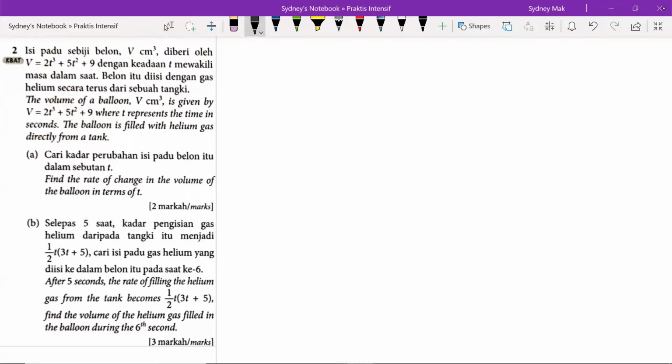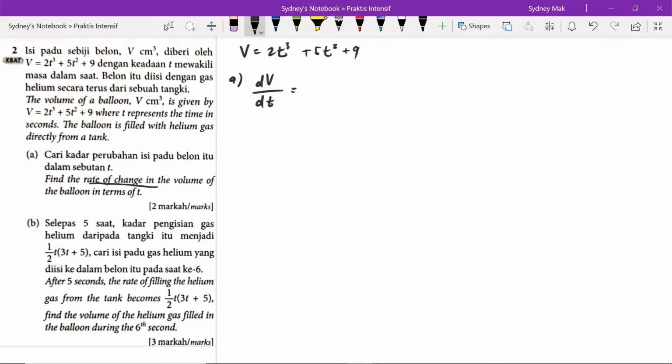In this question, we are given the function of the volume of the balloon, which is V equals 2t cubed plus 5t squared plus 9, whereby t is representing the time in seconds. The balloon is filled with helium gas directly from the tank. So we need to find part A, the rate of change in the volume. By the keyword, the rate of change, we are differentiating V with respect to t.